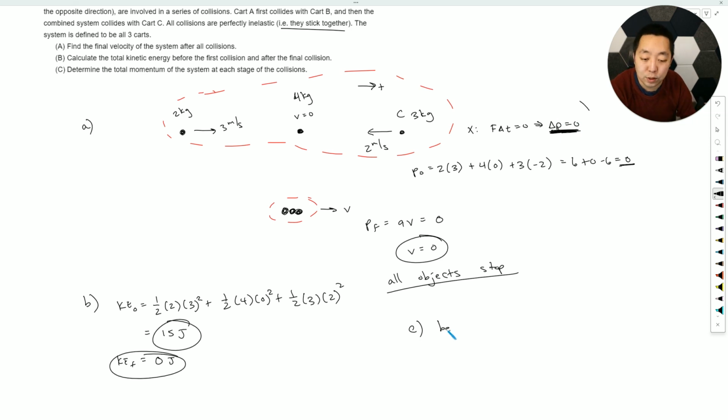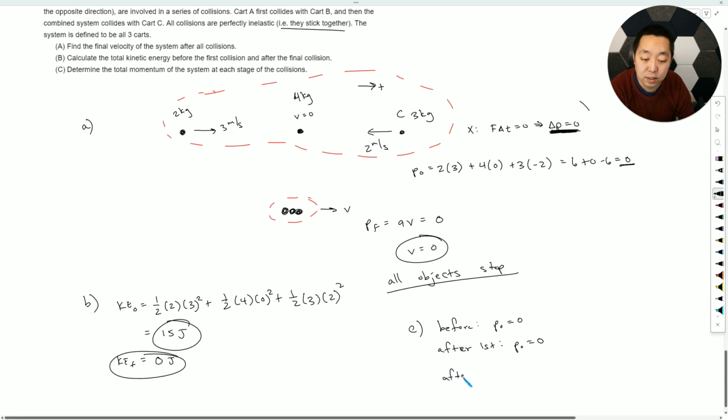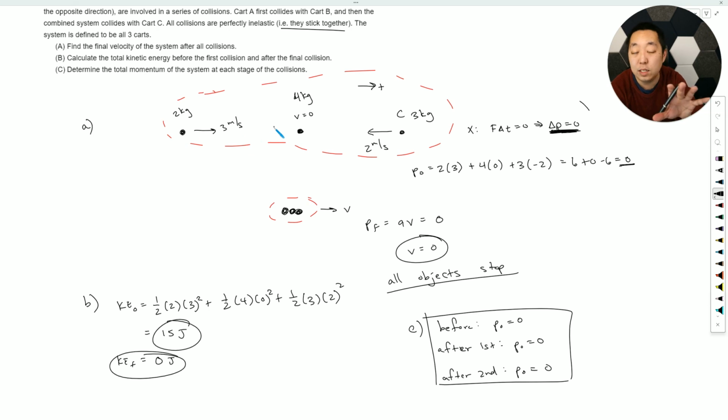That means before the first collision, we said the momentum was 0. Then after the first, the momentum will be 0. And then after the second, the momentum is 0. And that's because there are no external forces that are going to cause a change in the momentum. Now, if you want to know how fast each of them individually are moving, that's fine. But the total momentum is going to be 0 the entire time.